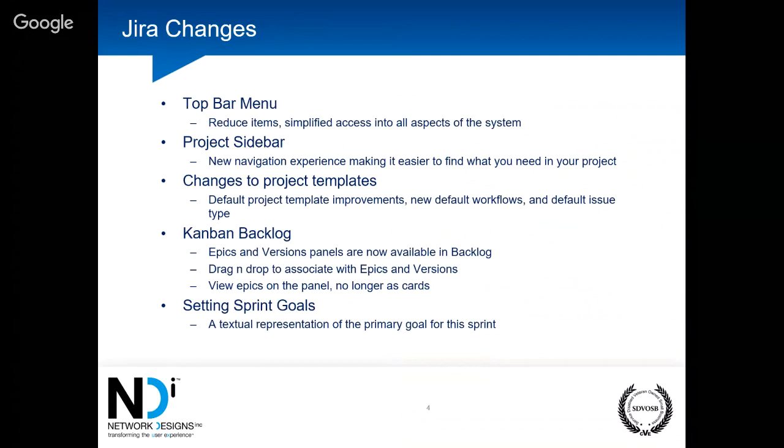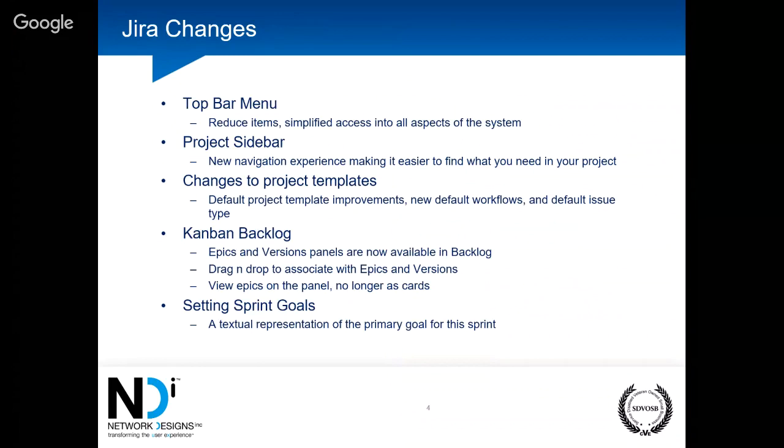In the Kanban scenario, the epics and the versions panels are now static. You can still accordion them and expand and minimize them on the left, but they're always going to be there, which is very nice when you're working in the backlog, because now you can also drag and drop. If you want to associate a case with an epic or a version, you can just drag it over there, drop it right on that epic, and it's automatically incorporated into that epic or version.